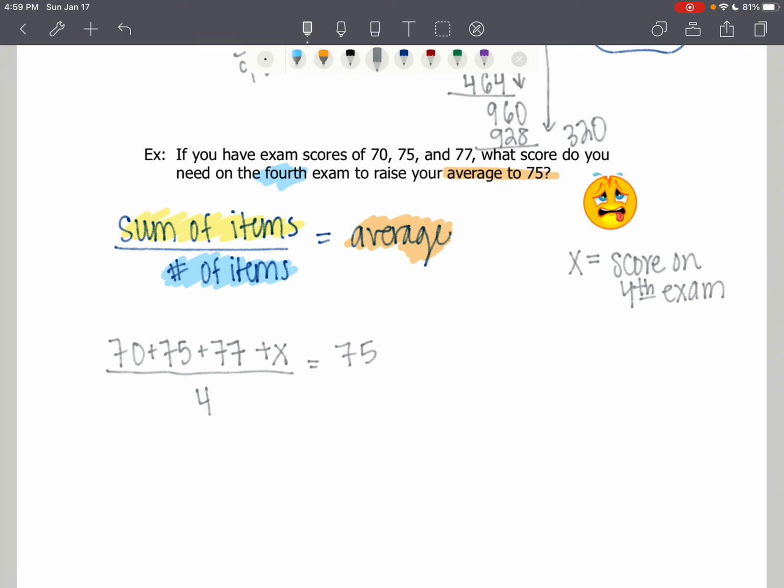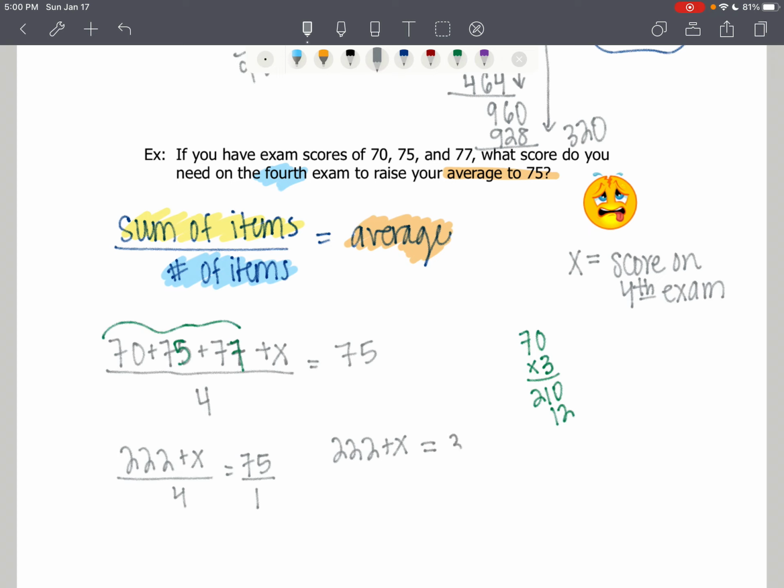70 plus 75 plus 77. 70 plus 70 plus 70 is 210. And then we've got this 5 and this 7, which is 12. So 222. So we have 222 plus X over 4 equals 75. I'm going to cross multiply. 222 plus X times 1 is equal to 4 times 75, which is 300. 4 times 75 is the same thing as 2 times 150.